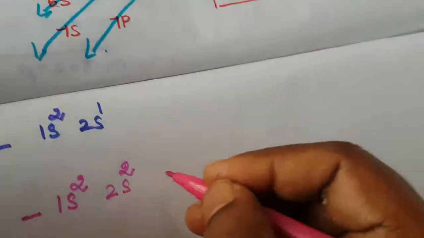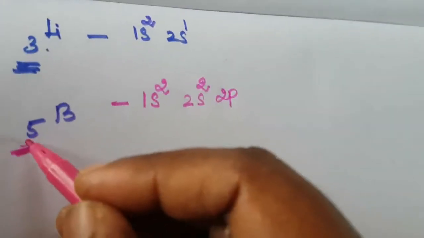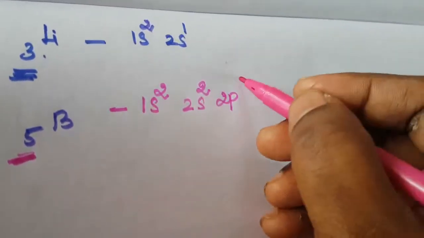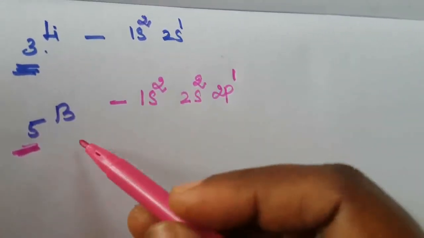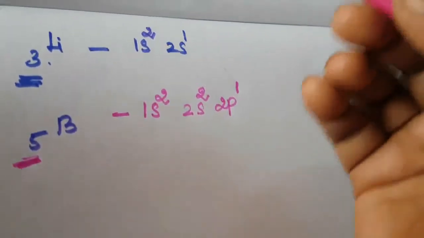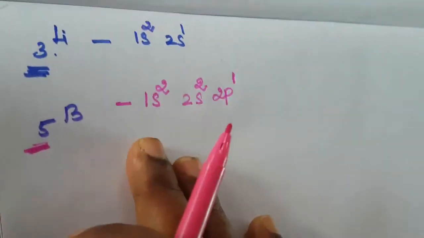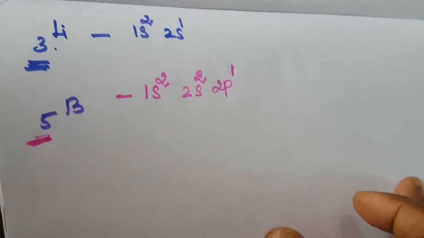Then again, what is the order? This 2p orbital, right? Now atomic number is 5 only. Here 4 are already over, remaining 1. So this is the electronic configuration of boron. Suppose you understand this concept, you can write the electronic configuration on your own.